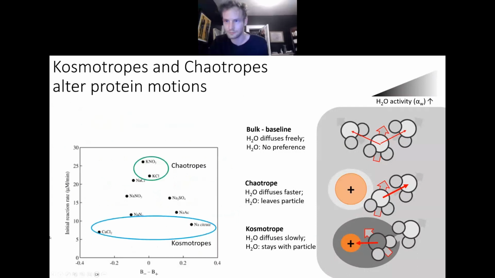So when they were looking at the initial activity of the enzyme, how fast it worked, compared to the salts, they found that the chaotropes cause the enzyme to act faster. And this makes sense because breaking up the water bond structure would allow the protein motions to occur more easily. Whereas the cosmotropes decrease the enzyme activity, which would be in line with inducing structure and kind of rigidifying the protein.